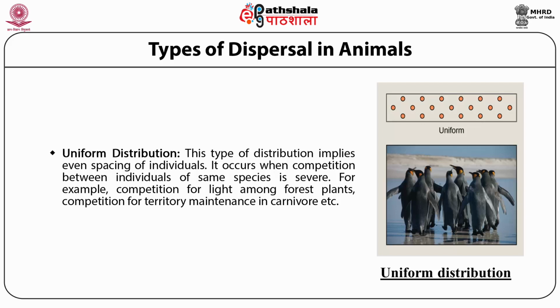The competition involves moisture requirement in desert bushes, severe competition for light among forest plants, competition for territory maintenance in carnivore birds. Allelopathy among plants of arid region also results in uniform distribution of plants in these areas.